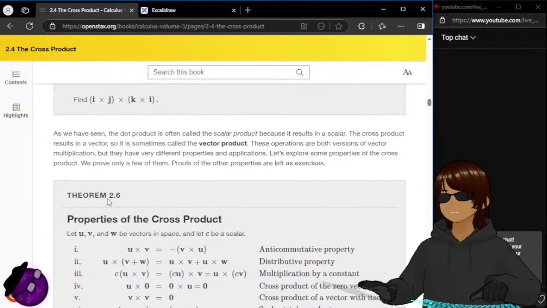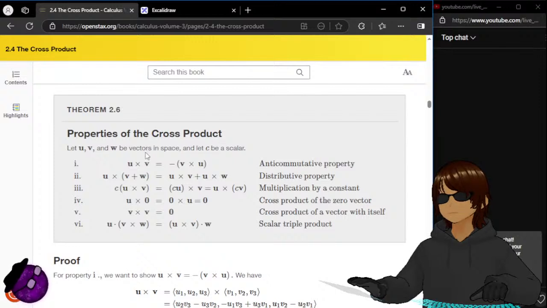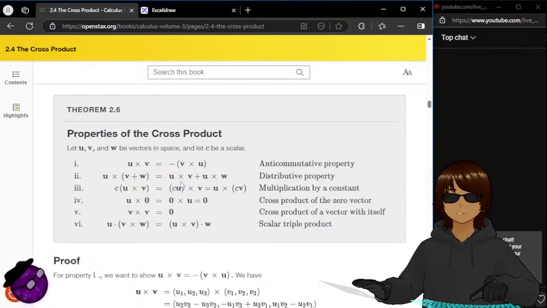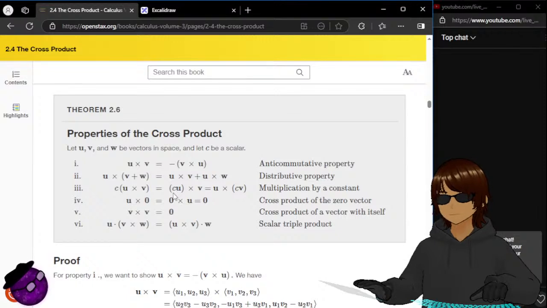Okay, so the cross product is sometimes called a vector product. The properties are: u cross v is minus v cross u; u cross (v plus w) is u cross v plus u cross w. Then multiplying by a constant gives (cu) cross v. This time the constant only applies to one of them. Then you have 0 cross v giving 0, and v cross v gives 0.